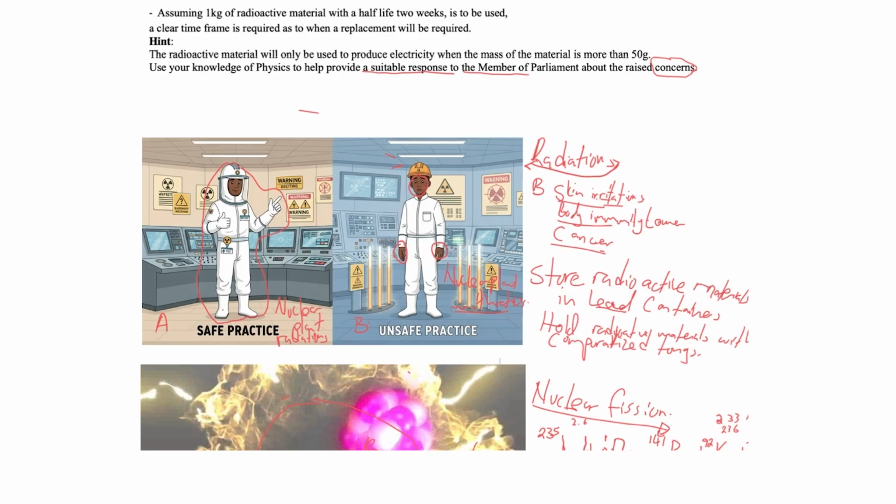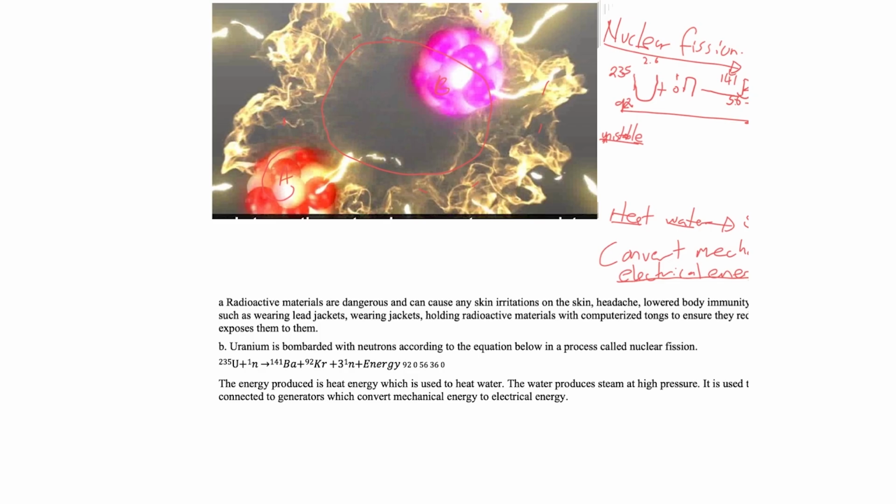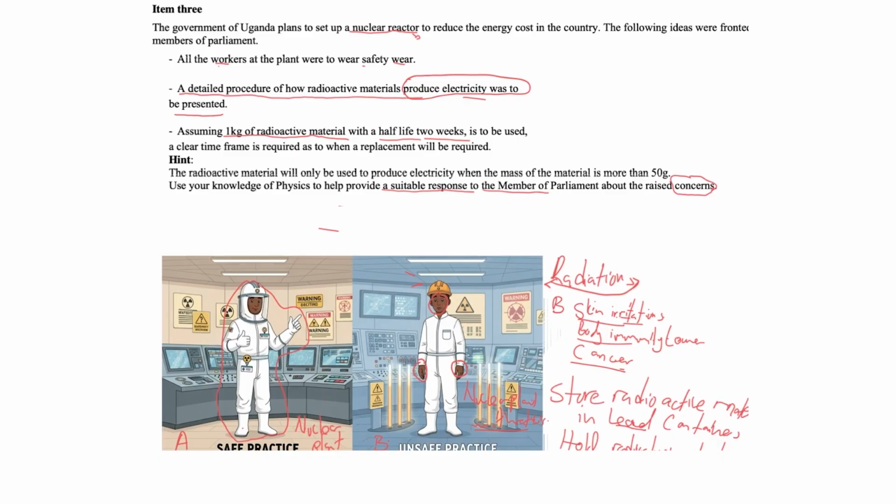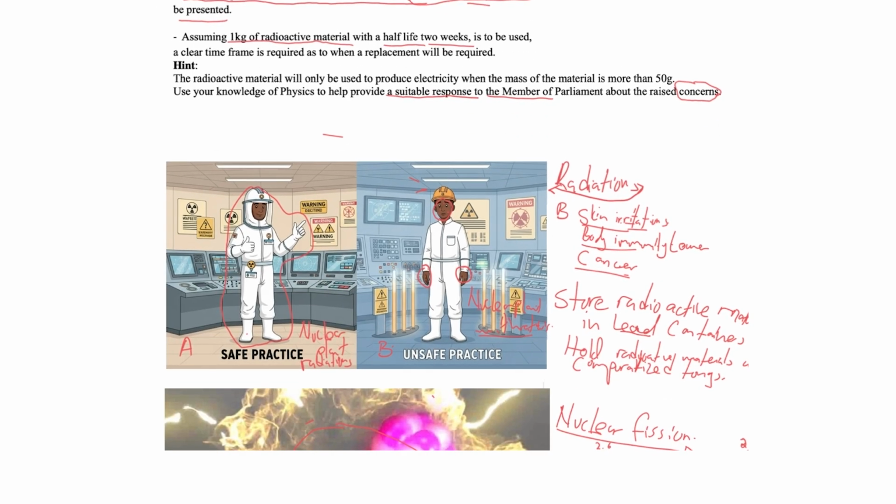Concern number 3. Remember, I have to go through all the concerns. Concern number 3 required us assuming 1 kilogram of radioactive material with half life of 2 weeks. Before we answer this, let us first understand what is half-life. Half-life, simply, is the time taken for a radioactive material to decay to half of its original mass.